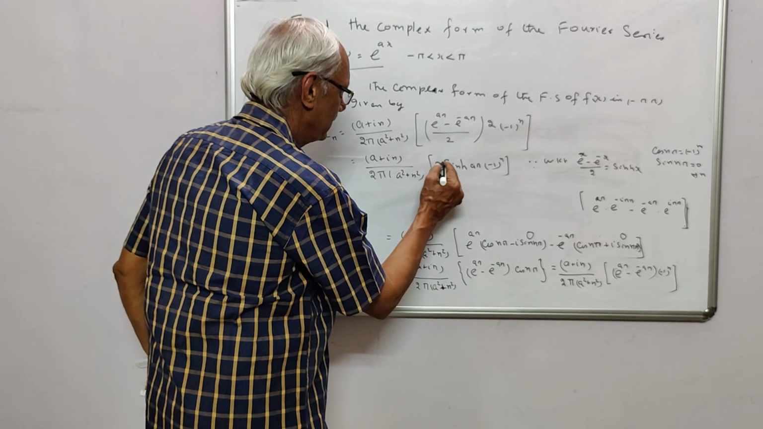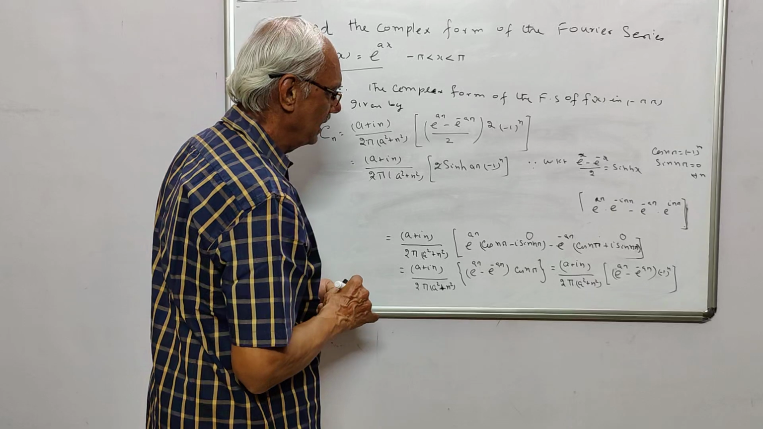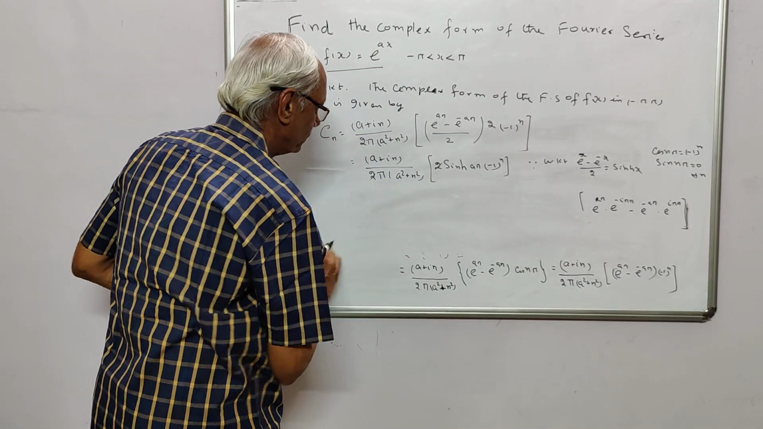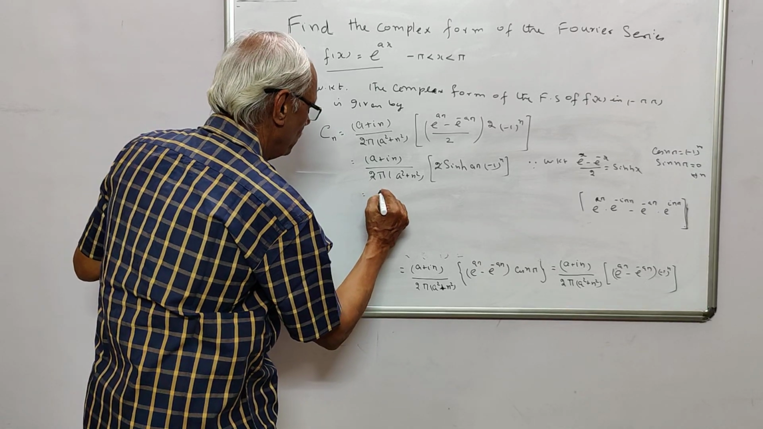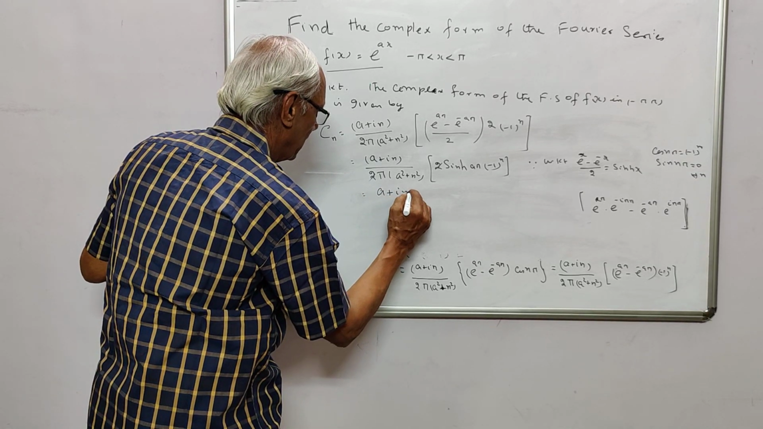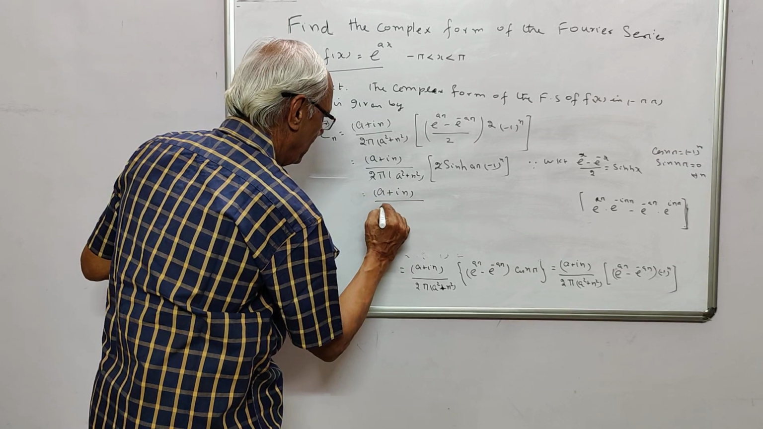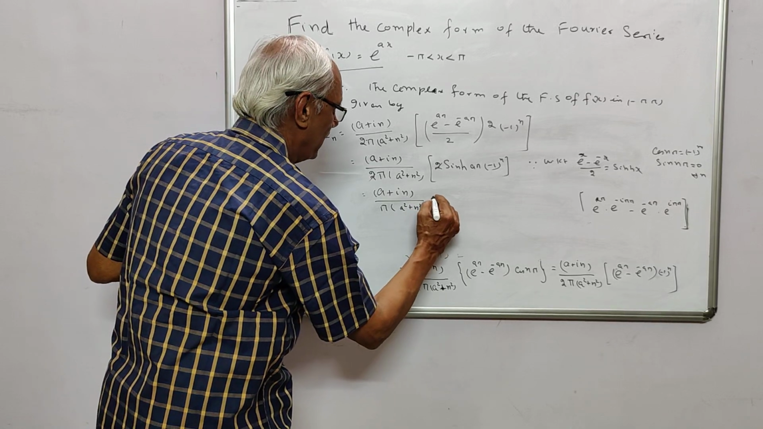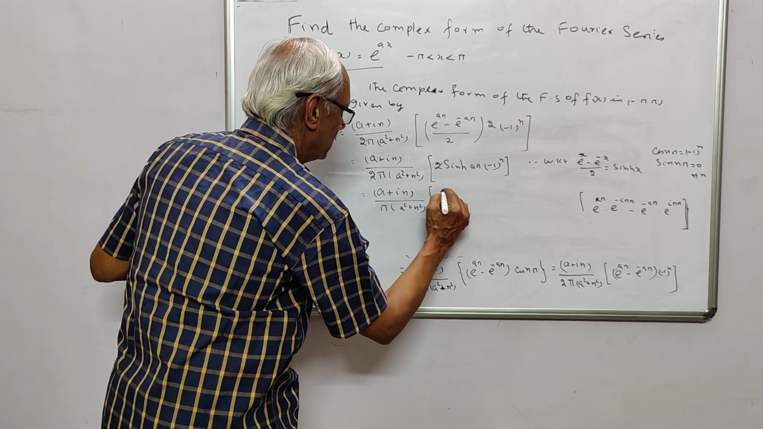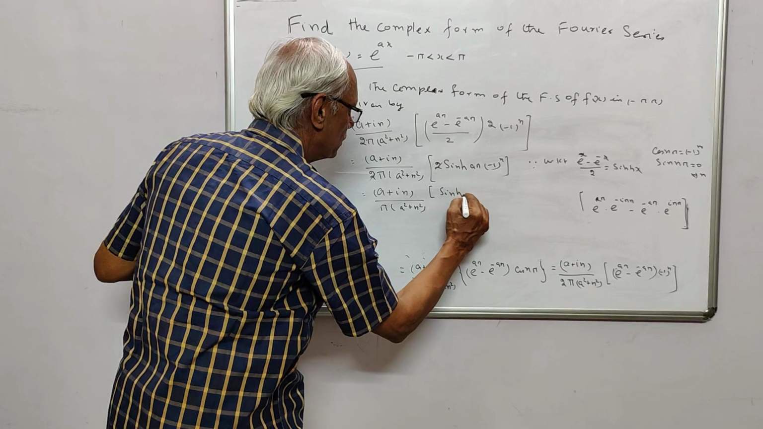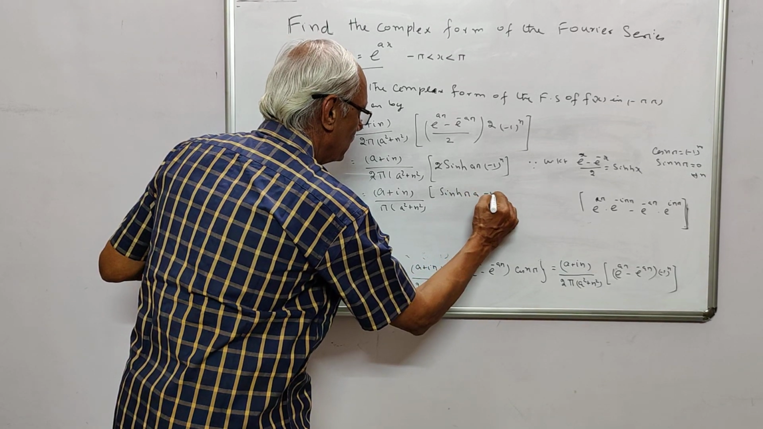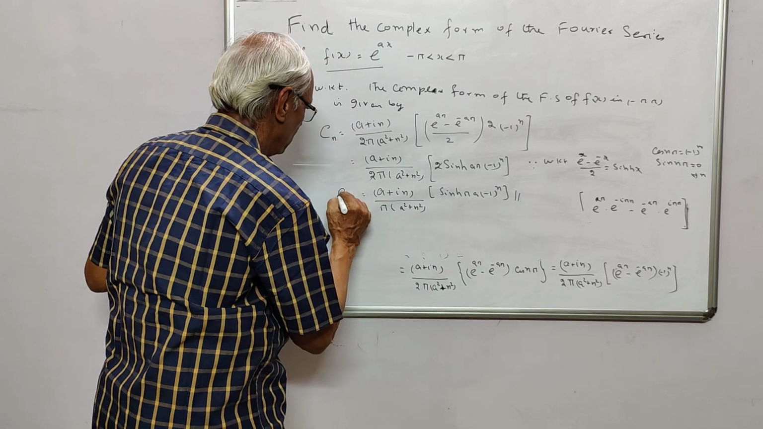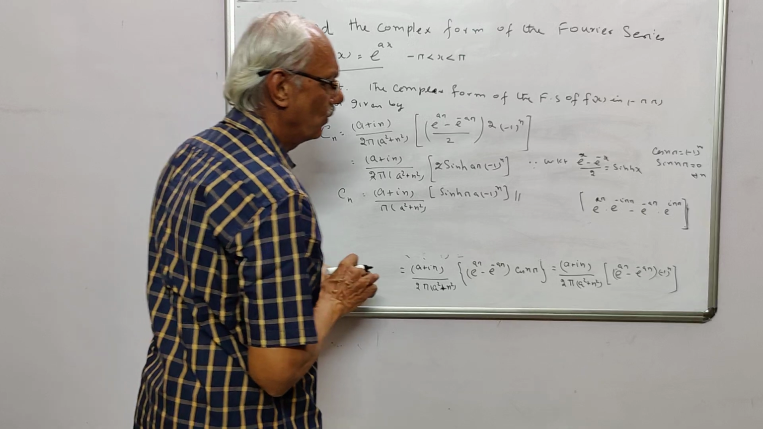Now you see that this 2 and this 2 will get cancelled, giving you what? What is the answer that you will get now? So this will be equal to a plus in divided by pi into a squared plus n squared, into, within brackets, sinh pi a into minus 1 to the power of n. So this is the value of Cn.